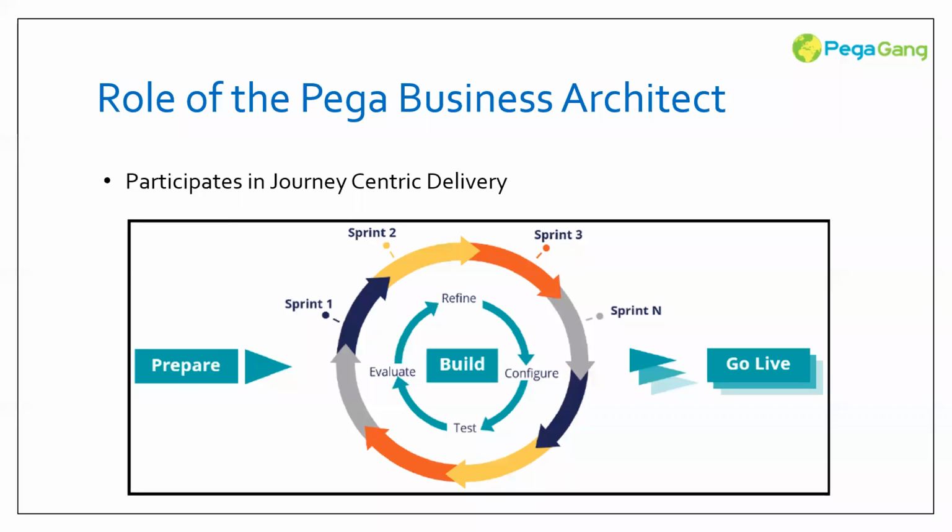We are going to refine it, configure it, and test it after the evaluation. This all happens in a round phase, and we have different sprints here. The same activities will be conducted within each of the sprints. And once we are at the end of a sprint, we plan for go live.